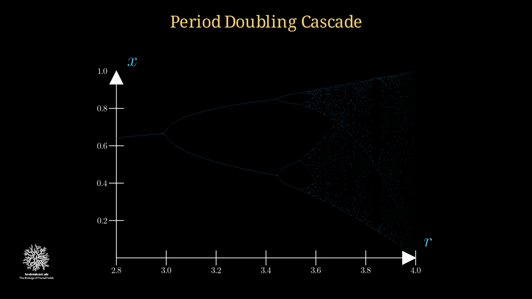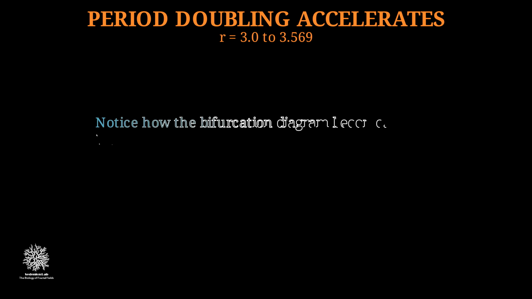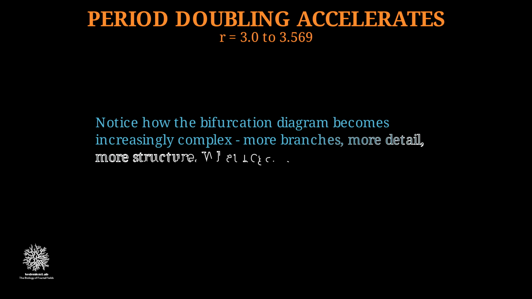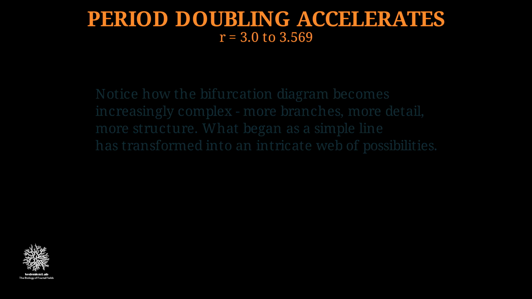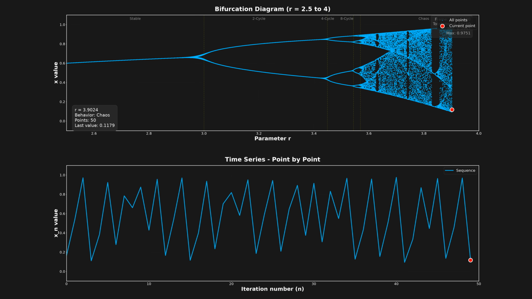The system has reached the edge of chaos. This is the accumulation point where the periodic orbits become dense and the system transitions from order to chaos. Notice how the bifurcation diagram becomes increasingly complex, more branches, more detail, more structure. What began as a simple line has transformed into an intricate web of possibilities.